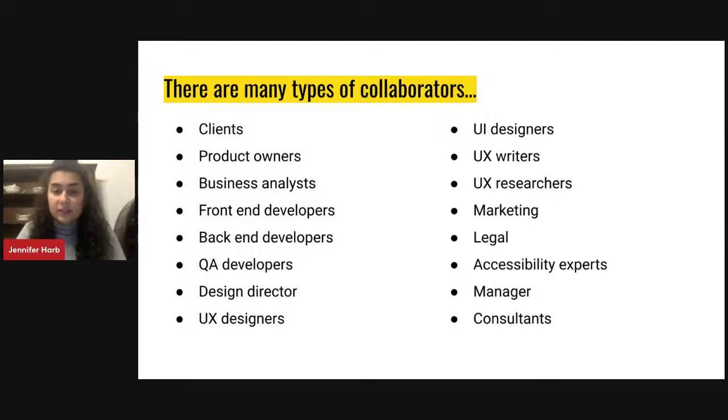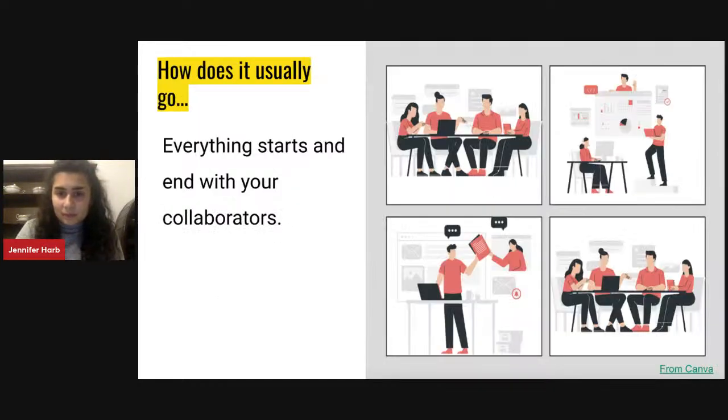So clients, product owners, business analysts, all types of developers. Maybe you have to deal with the design directors. You might have to work with other UX, UI designers and writers. You might be doing that yourself. And on rarer occasions, but it does happen, you have to team up with a marketing, legal and accessibility expert based on what you're designing, just to make sure that everything is clear and it won't get you into legal issues and it still follows the brand. So there's a very large variety of people that you can collaborate with. How it usually goes is that everything starts and ends with your collaborators.